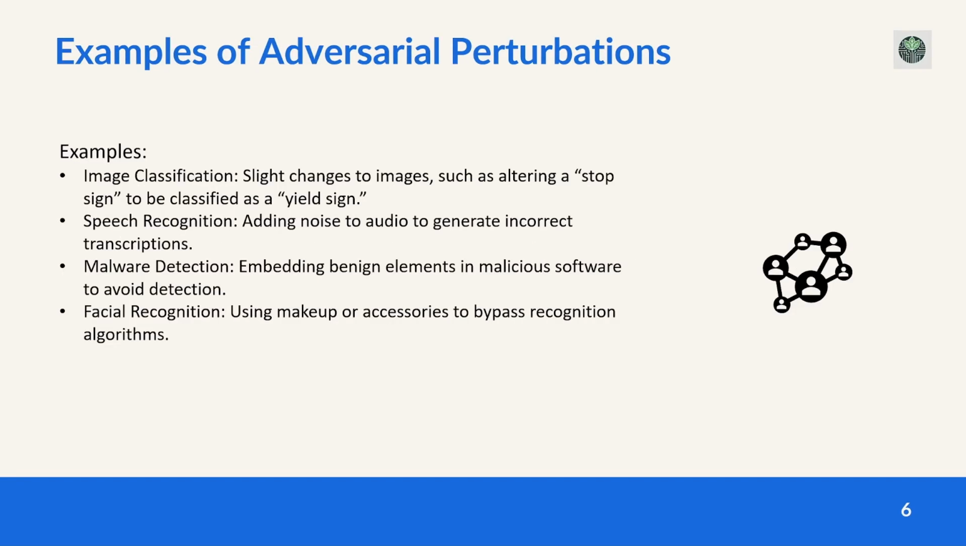So some real-world examples include altering images to cause misclassification, tampering with speech recognition systems to generate incorrect transcripts, or subtly modifying malware to evade detection.